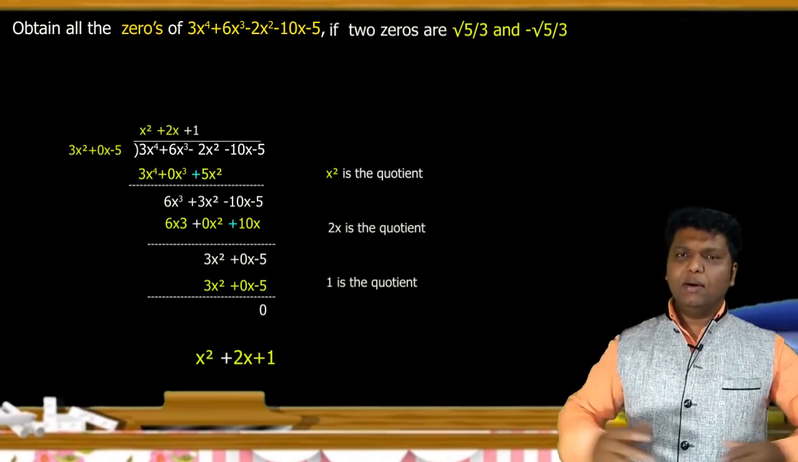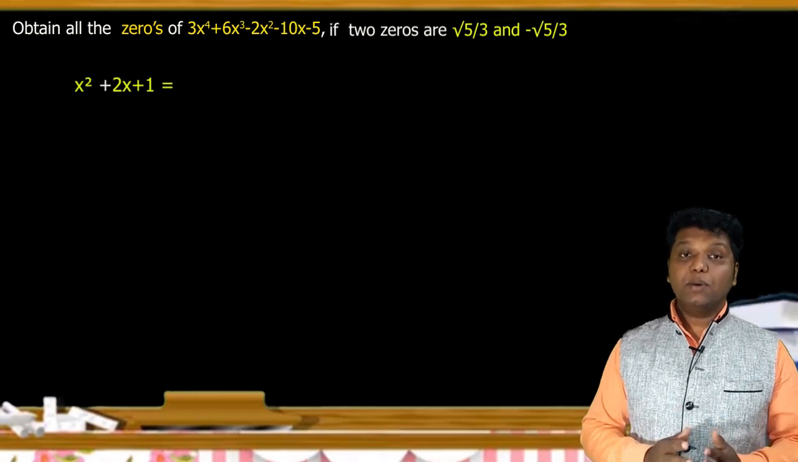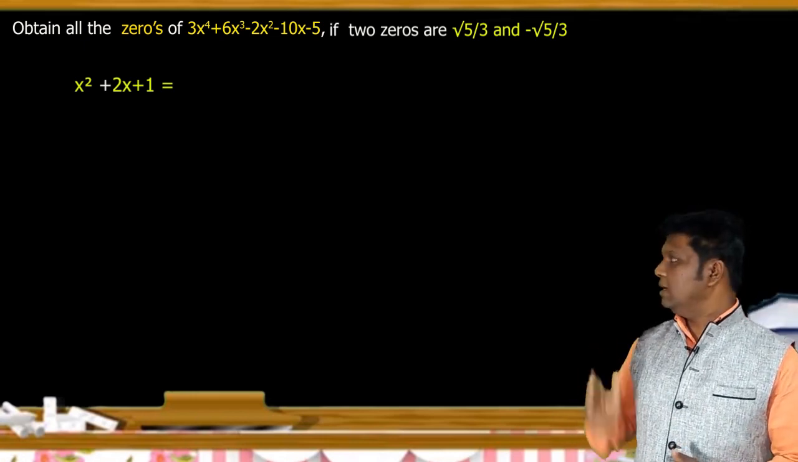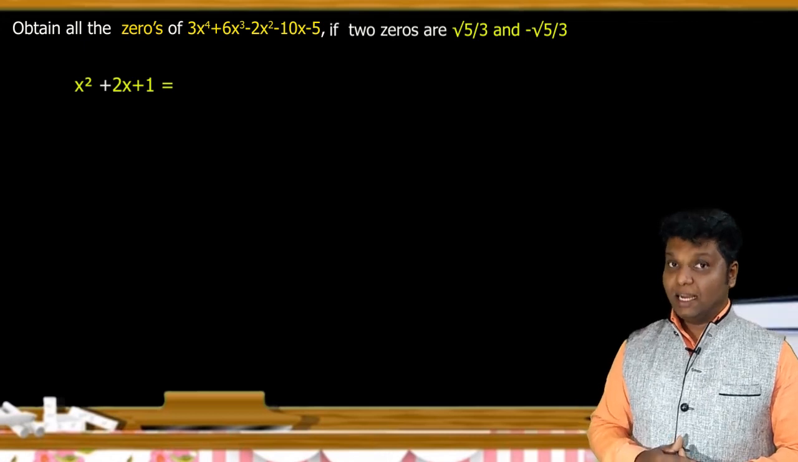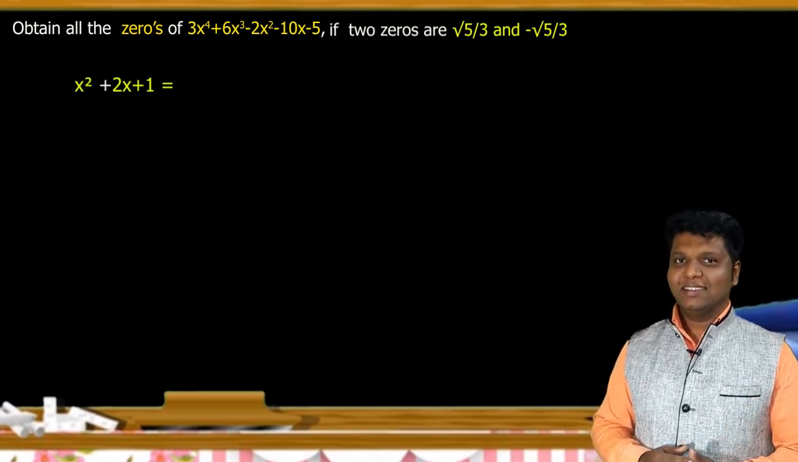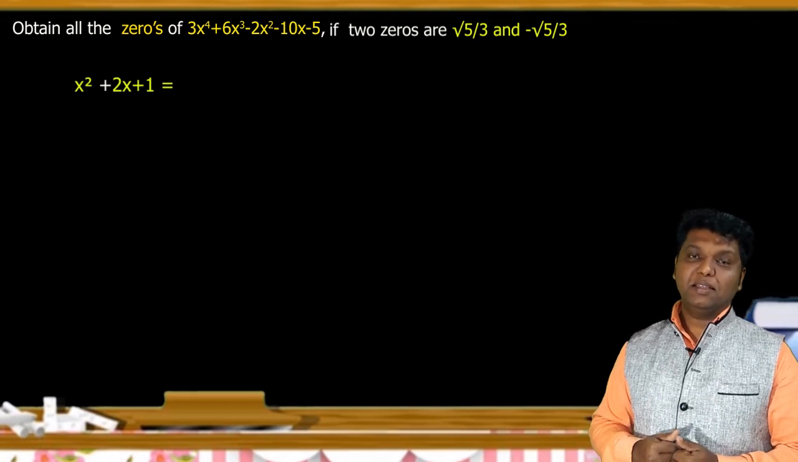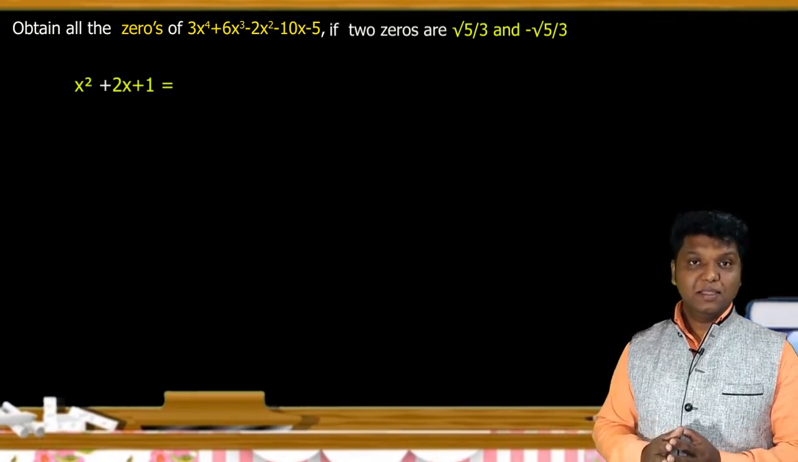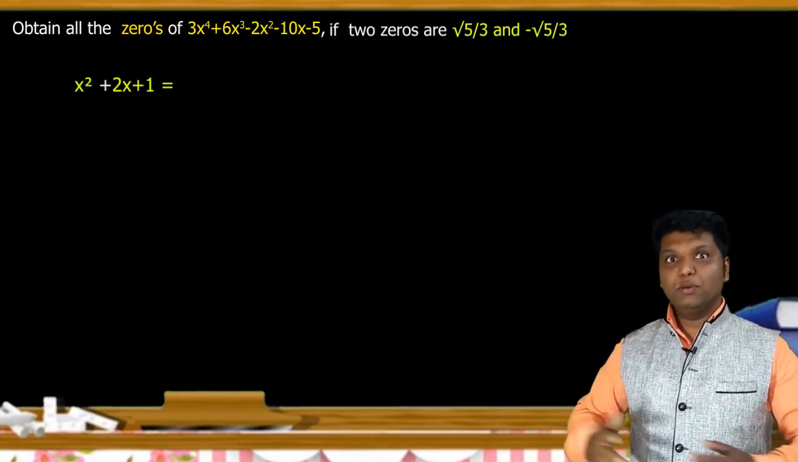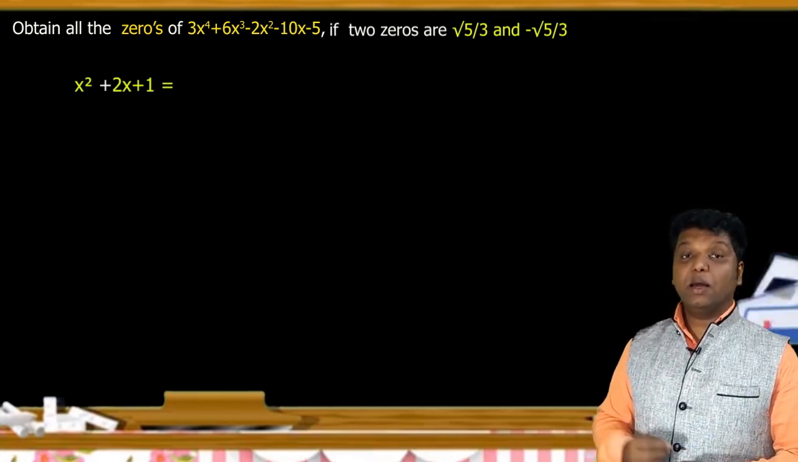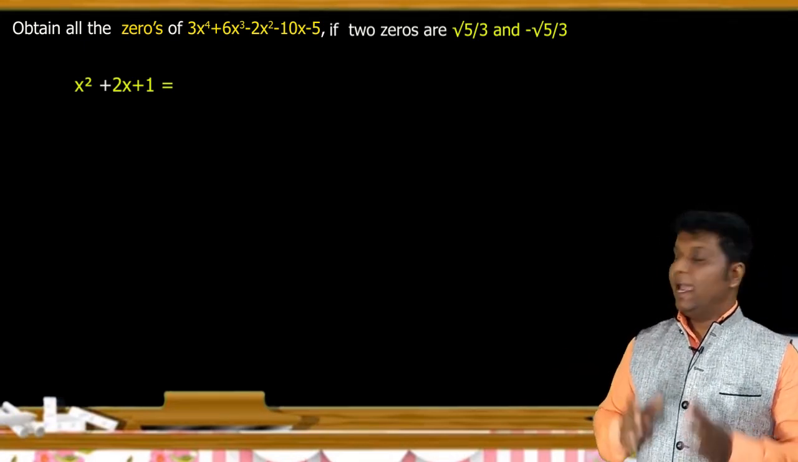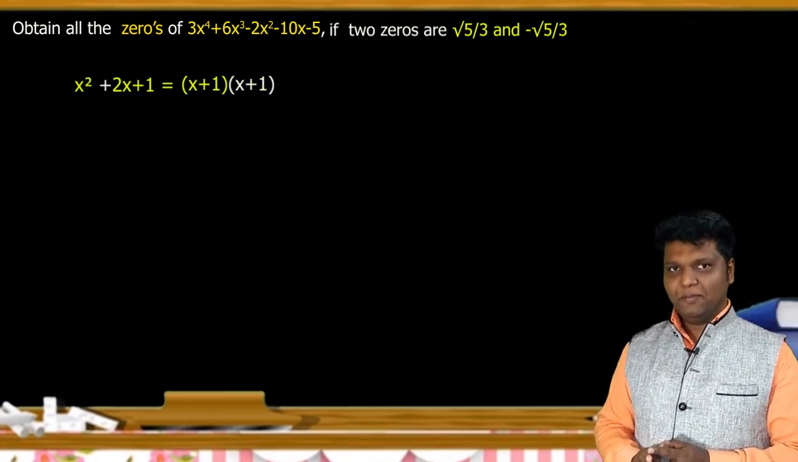So you got it. Now let us factorize this one. X square plus 2x plus 1 is equal to... We have already done such typical types of problems in our 9th class. Just recollect those memories by splitting the middle term, or by using identities, right? By simplifying this one, what will you get? X square plus 2x plus 1 is equal to x plus 1 into x plus 1.